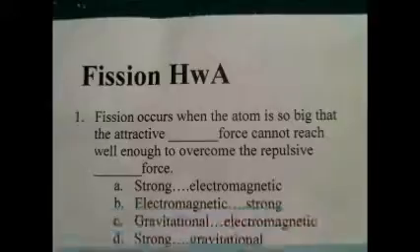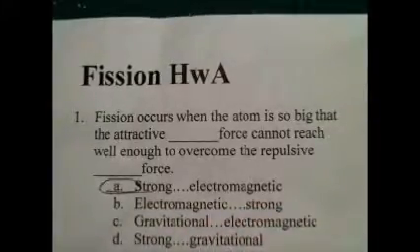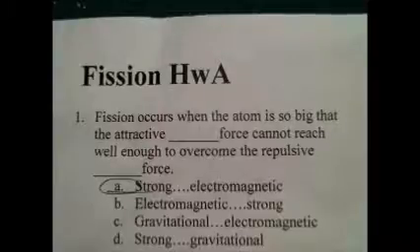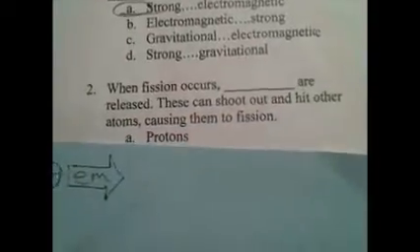So for problem number 1, the answer is option A. The attractive strong force cannot reach well enough to overcome the repulsive electromagnetic force. Number 2. When fission occurs, blank are released. These shoot out and hit other atoms, causing them to fission.